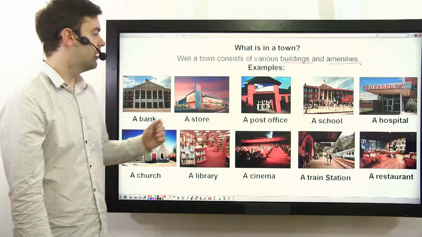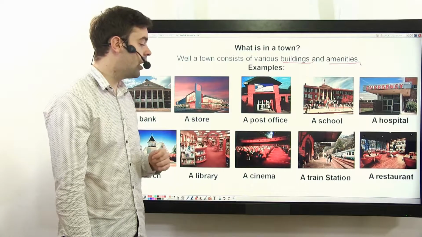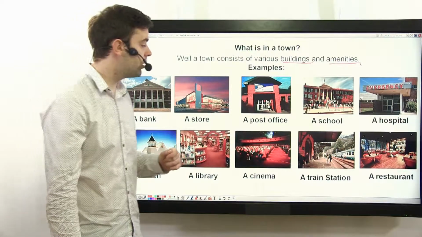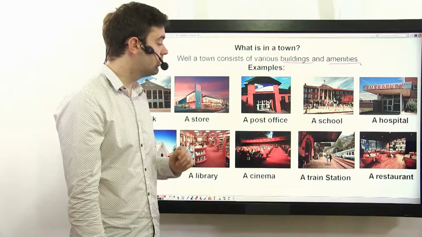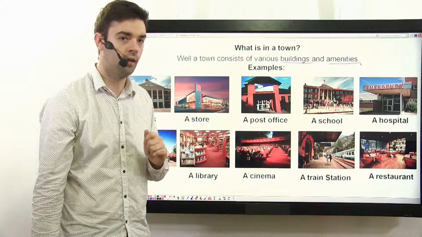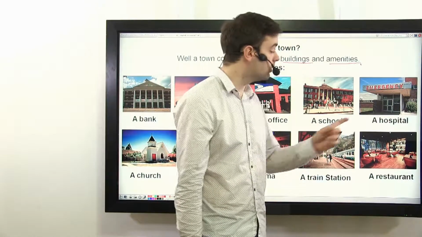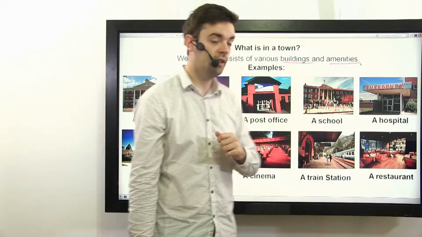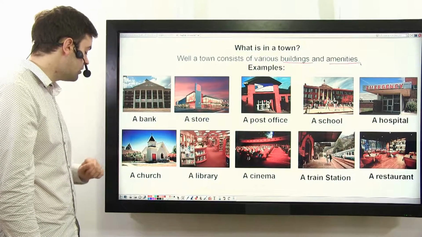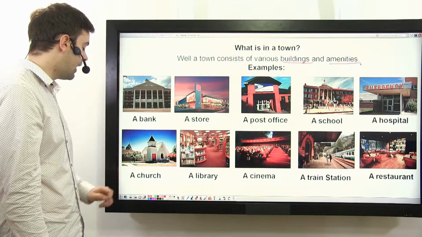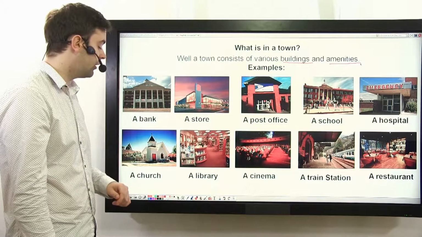A post office. P-O-S-T-O-F-F-I-C-E. Post office. You might find a school. S-C-H-O-O-L. School. You might find a hospital. H-O-S-P-I-T-A-L. Hospital. There might be a church. C-H-U-R-C-H. Church.